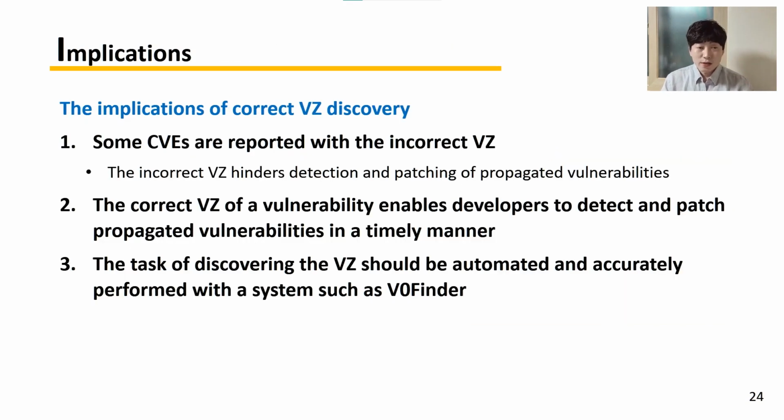From our experiments, we found that some CVEs are reported with the incorrect VZ. In that case, the incorrect VZ hinders detection and patching of propagated vulnerabilities. Therefore, to enable developers to detect and patch propagated vulnerabilities in a timely manner, we suggest that the task of discovering the VZ should be accurately performed with a system such as V0Finder.